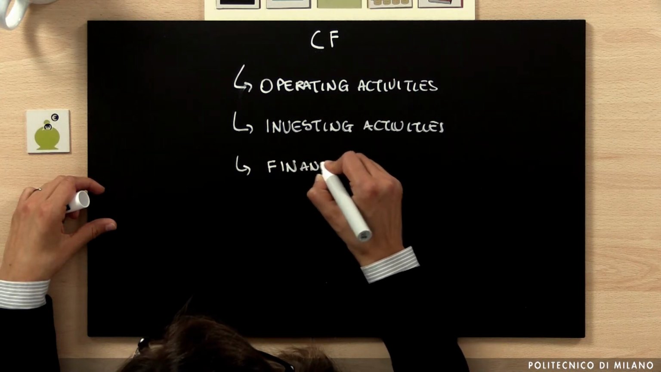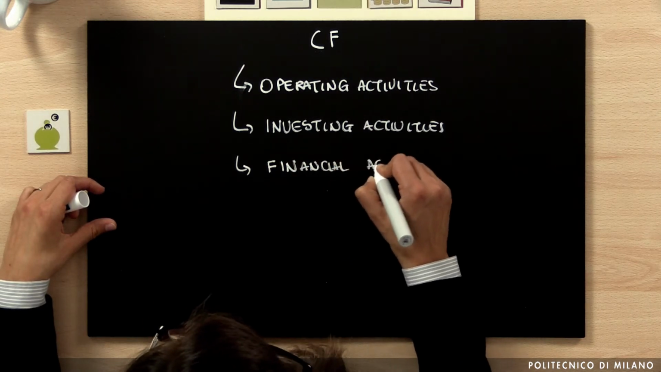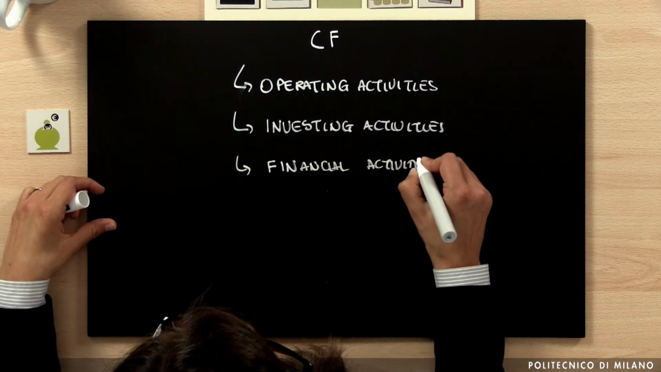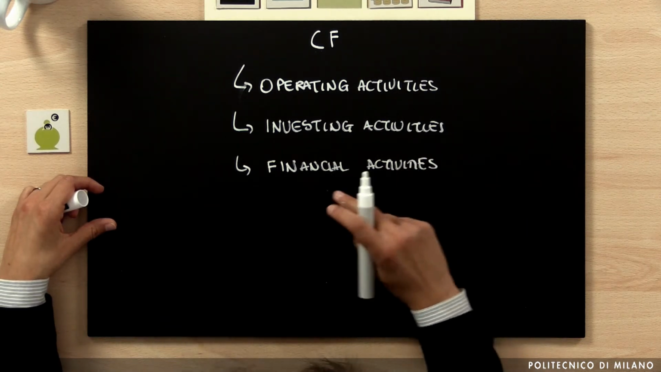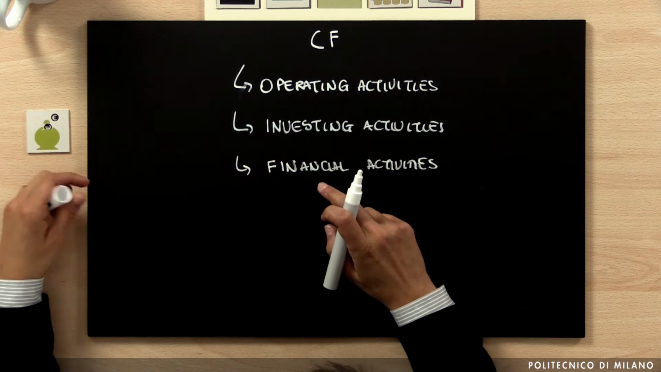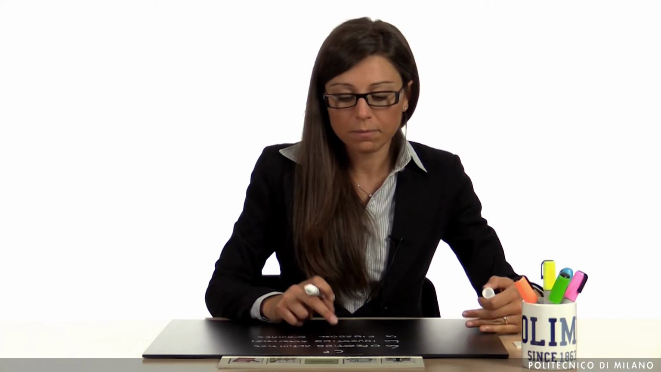And finally, we have a third category of registration of the cash, which is represented by the financial activities. In the financial activities, again, we register cash in and cash out, but considering all of the cash that changes the equity structure of the company. For example, the acquisition of a new bank debt, or for example, the distribution of dividends.